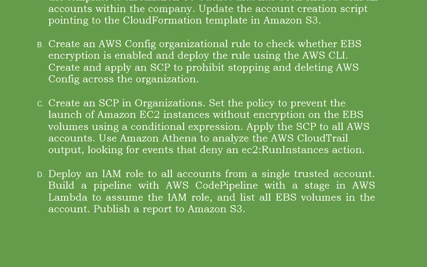Option D. Deploy an IAM role to all accounts from a single trusted account. Build a pipeline with AWS CodePipeline with a stage in AWS Lambda to assume the IAM role and list all EBS volumes in the account. Publish a report to Amazon S3.